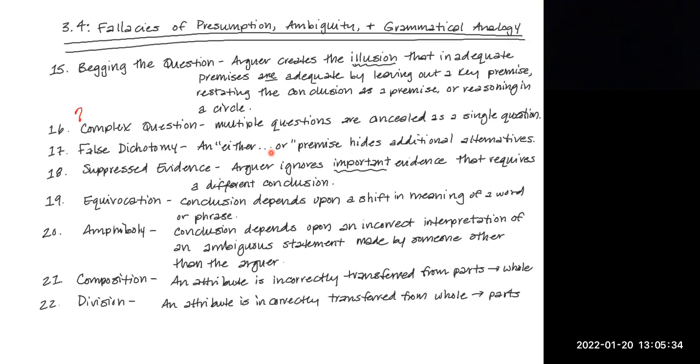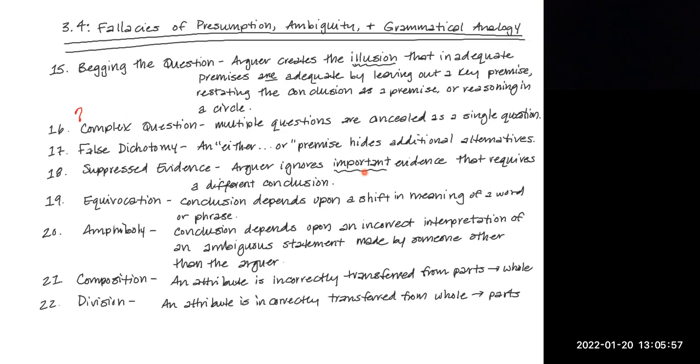So a choice is given. They're telling you there's only two alternatives. One of them is bad, so you have to accept this one, but it's just a trick. So that argument contains a fallacy. Okay, number 18, the fallacy of suppressed evidence, where an arguer is ignoring important evidence that would require a different conclusion if you knew it.